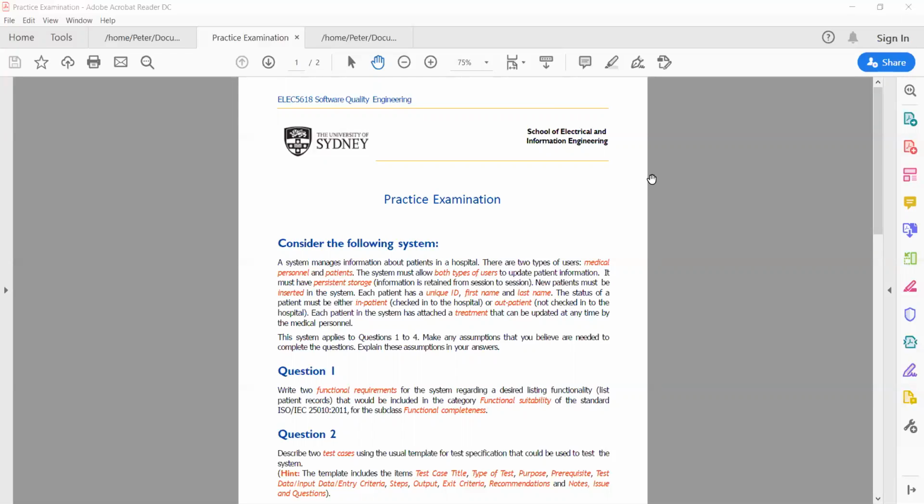Sure. As highlighted, the keyword is functional suitability. As per the standard, this refers to the implicit requirements of the system. The case we have is, I think the first functional requirement is inputting the patient's data with a unique patient ID, first name and last name. The second one, as it says, is allowing the medical personnel at the hospital to edit the patient's treatment information at any time, be it inpatient or outpatient. I think that's the second functional requirement.